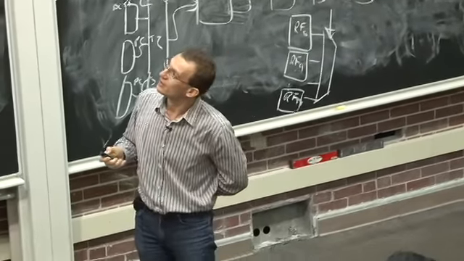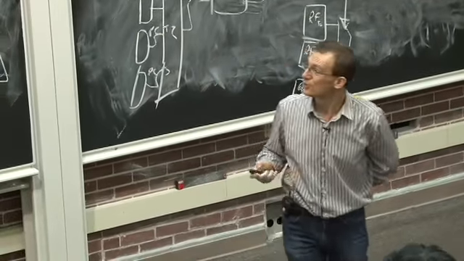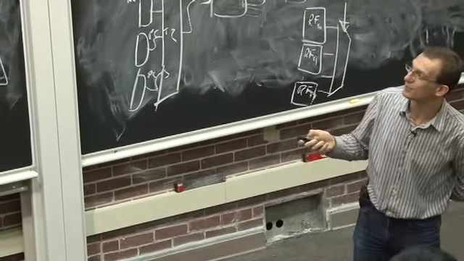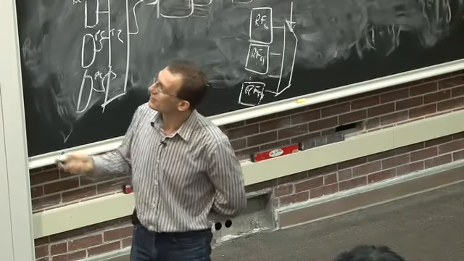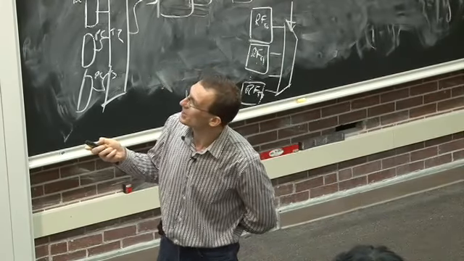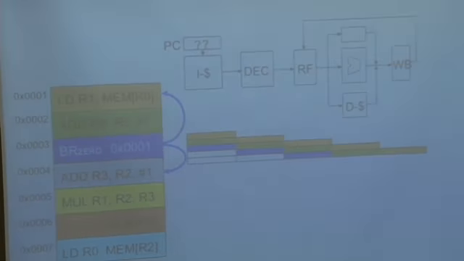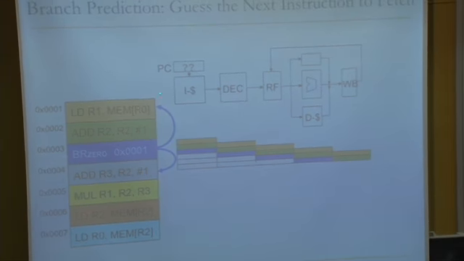Okay. So let's go to a solution where we don't degrade single thread performance. And that's the idea of branch prediction. So let me illustrate this a little bit. If the idea is to guess the next instruction to fetch, right? So if you don't have branch prediction, in this code, this is what happens.